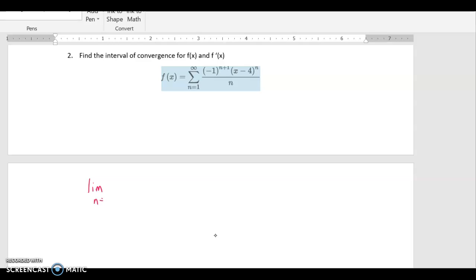I want to take the limit of the ratio of the n plus first term over the nth term, right? Absolute value of that. So that means I'm going to look at the next term, that's -1 to the n plus 2, times x minus 4 to the n plus 1 divided by n plus 1. And I'm going to divide by this term, which is the same, of course, as multiplying by its reciprocal.